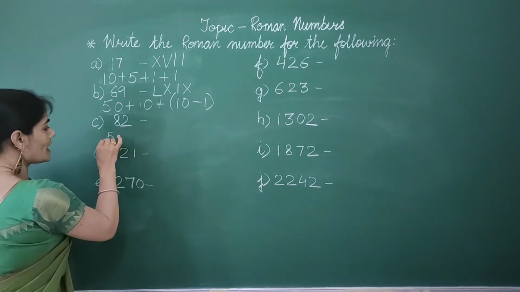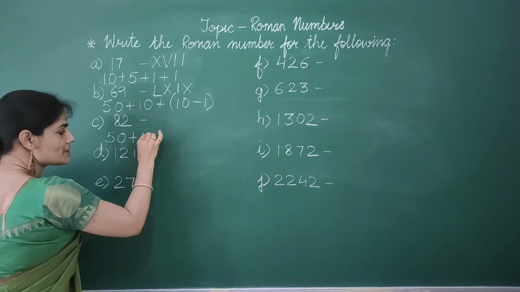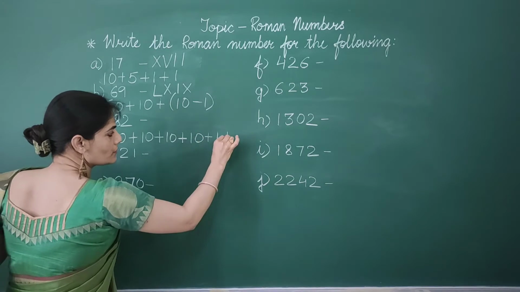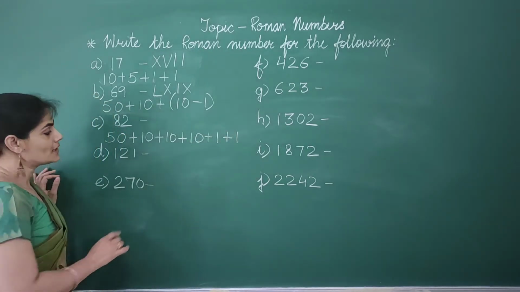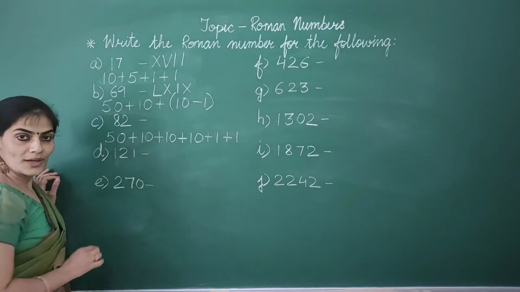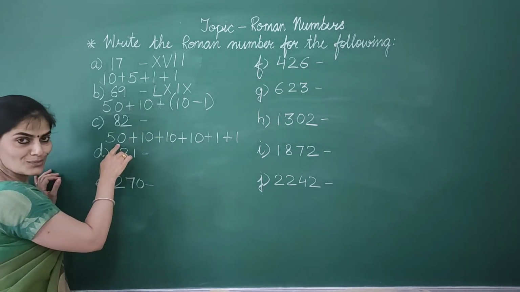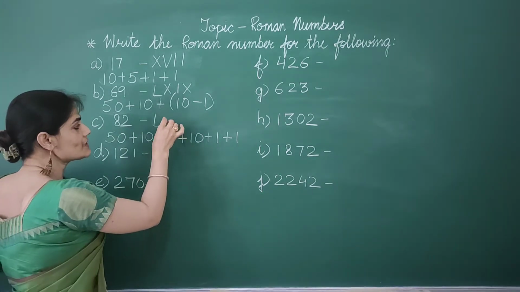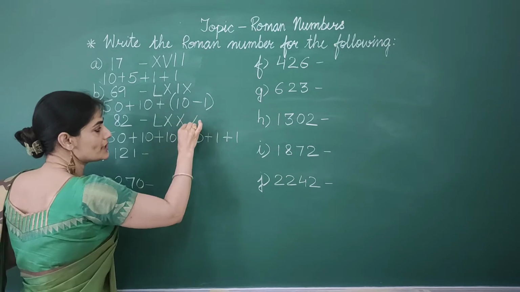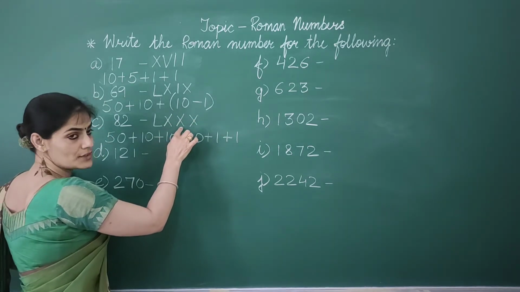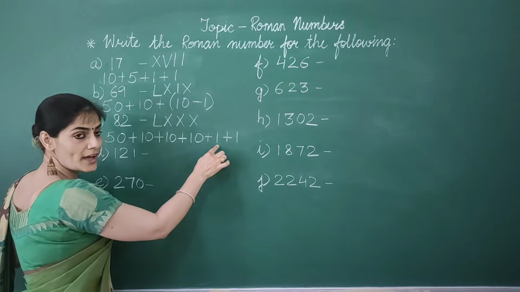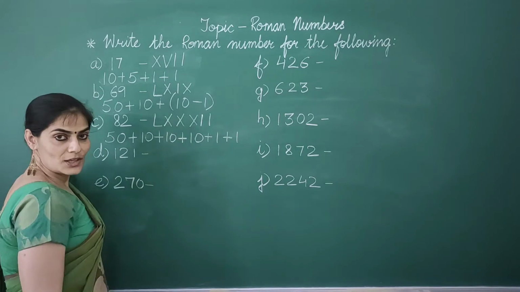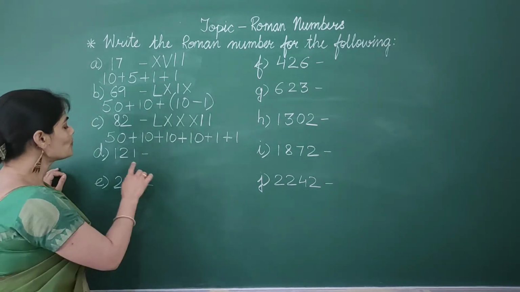Now look at 82. 82 can be written as 50 plus 10 plus 10 plus 10 plus 1 plus 1. Am I right? The total of this will be equal to 82. Now we know what is the symbol for 50. It is L. The symbol for 10 is X. So 3 times a symbol can be repeated. So that's why I have written X 3 times. Now we have 2 ones. So I write I and I. So it is equal to 82 now.